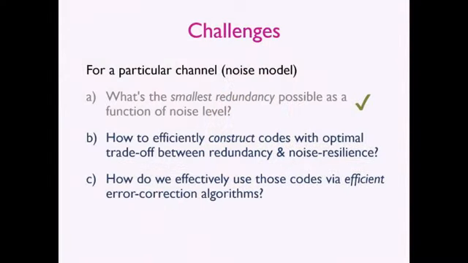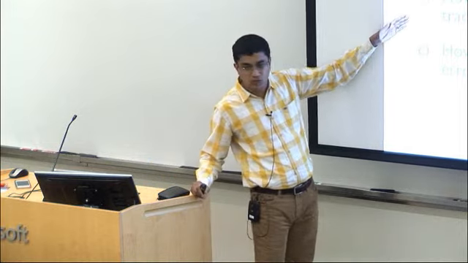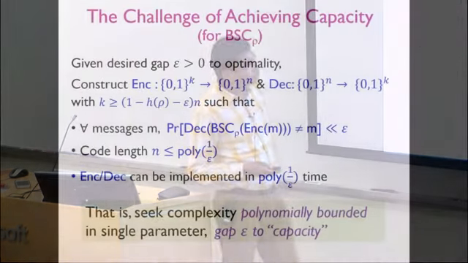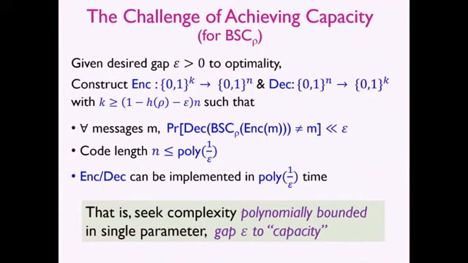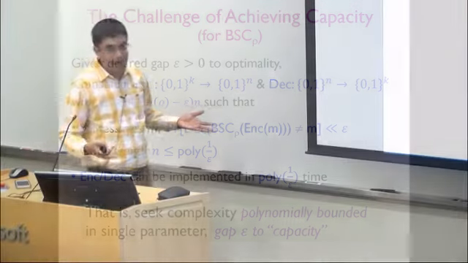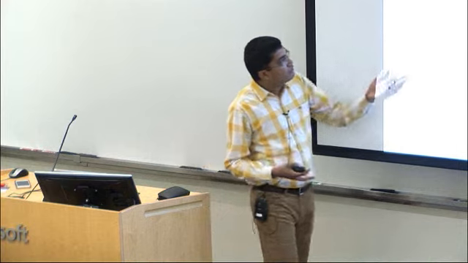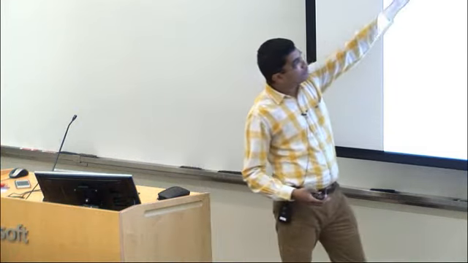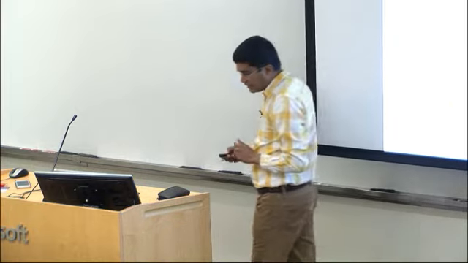So a natural challenge, again going back to this three-pronged structure, first question beautifully answered by Shannon, and really opened the challenge of how do you construct these codes and how do you efficiently decode these codes. Okay, and let's formalize these challenges a bit more, to see what answer we can give. So we're going to fix a gap epsilon to optimality. We want optimal redundancy h of rho. We are going to allow extra epsilon n redundancy. So then what do we want? We want an encoding scheme mapping k bits to n bits and a decoding scheme. And again, k should be big enough so that your redundancy is within epsilon of optimality, with the following properties.